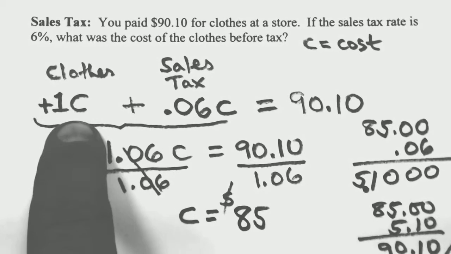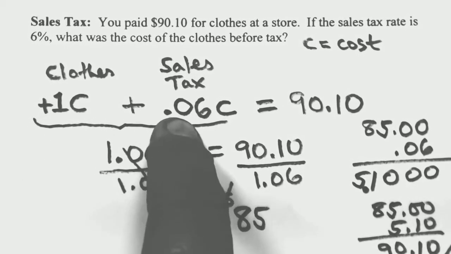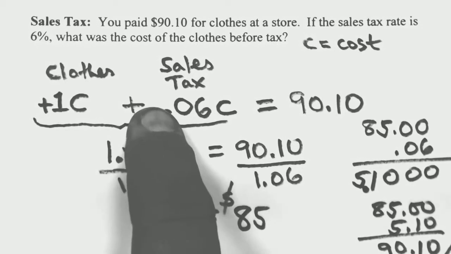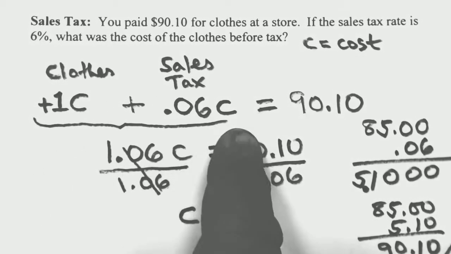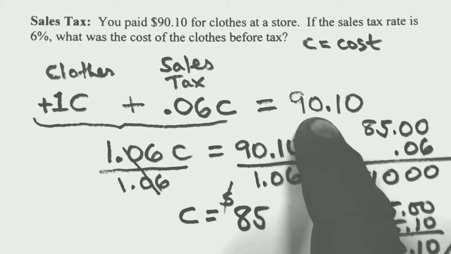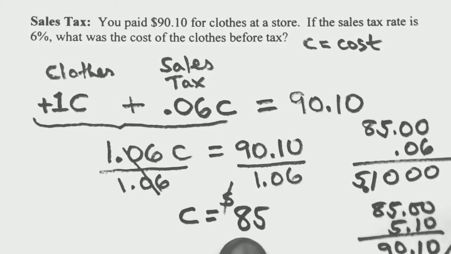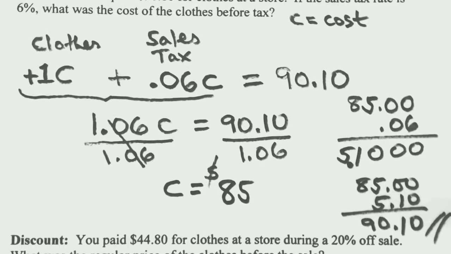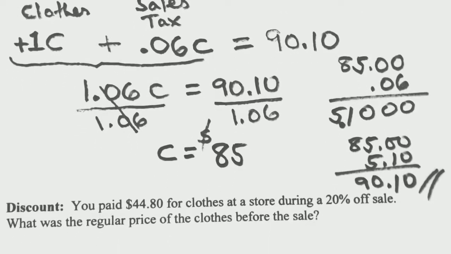They charge you again for the full cost of the clothes. Here's the C. And they add on the sales tax, which if it's 6% is 0.06 times C. Well, those two things combined are the total amount that you have to pay. And if you turn around and solve this, you can come up with what the original cost is, and then you can prove to yourself that yes, indeed, that is the correct answer.